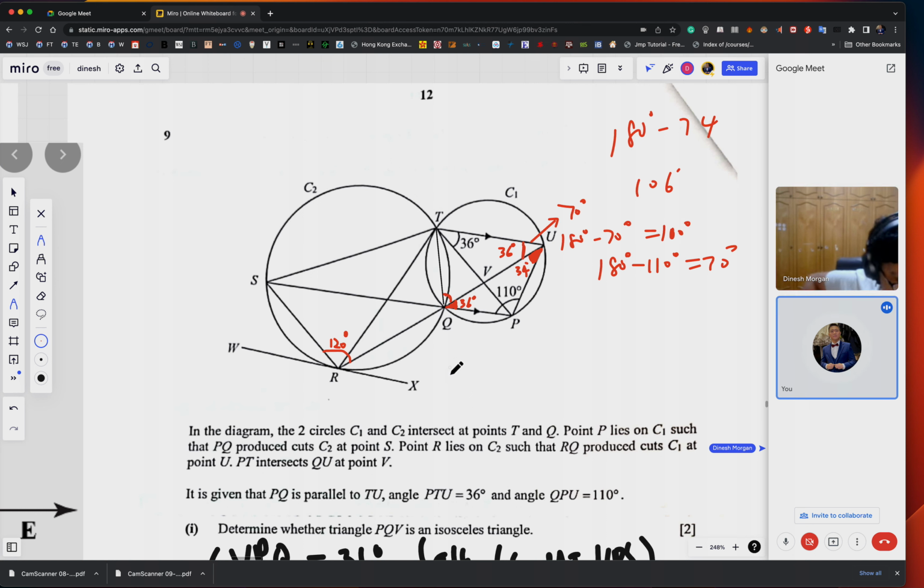Can you use your calculator? 110 minus the 36. Maybe I use a different color. 74. Oh, then this one is 74. So that means you are correct. Okay, so this is 106. So what is not right then? This is 106. Then opposite segment, this has to be 74, right? Yeah. And if you look at this one, alternate segment, yes.